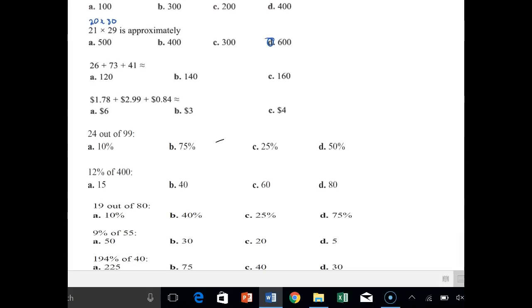Again, when you're talking about money, $1.78 rounds up to $2, plus $2.99 rounds up to $3, and 84 cents rounds to about $1. So 2 plus 3 plus 1 is about $6, right?